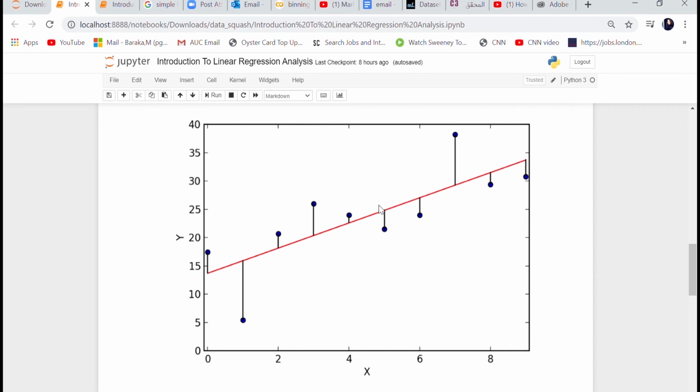And obviously it's not only the distance, it takes the squared distance, because if we take only the distance, then some distances are going to be positive and others are going to be negative, and then they're going to cancel out. So we take the squared distance and we call that the error, and we try to minimize the error. So that's the basic idea.